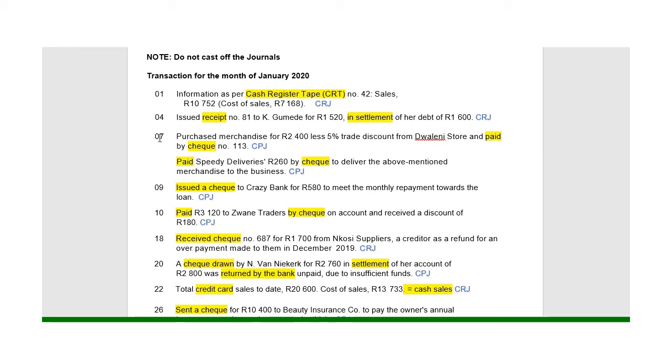Gumede. Now we can move on to the next one. The next one was a CPJ. Let's leave the CPJs for now. We'll get back to them. Another CPJ, another CPJ, another CPJ, and then only on the 18th do I find the next CRJ. And that was: receive a check from Nkosi, a creditor, as a refund of an overpayment made to them in December. So we paid too much and now they're giving me money back. So let's just put it in.